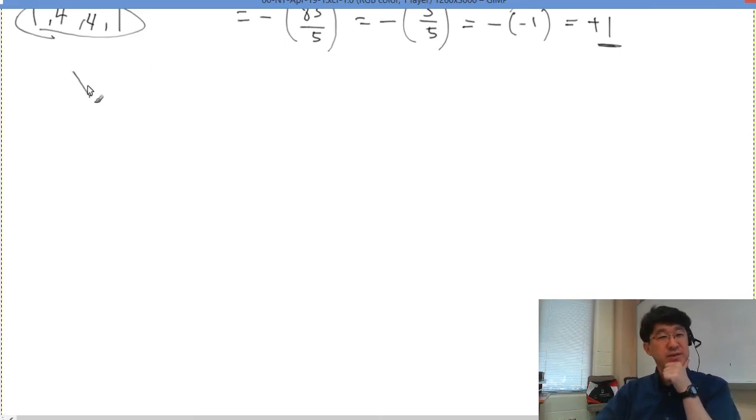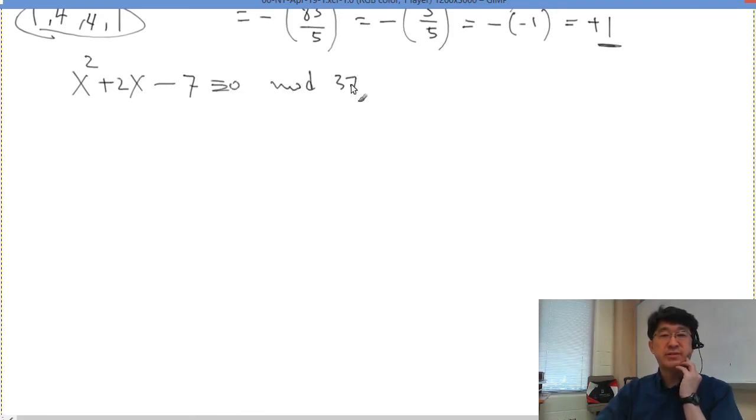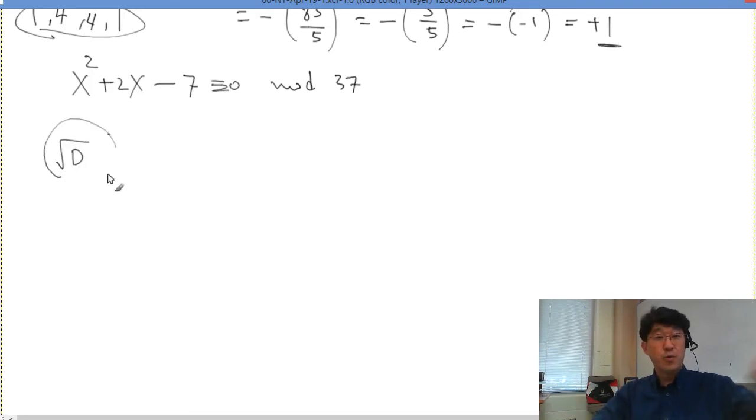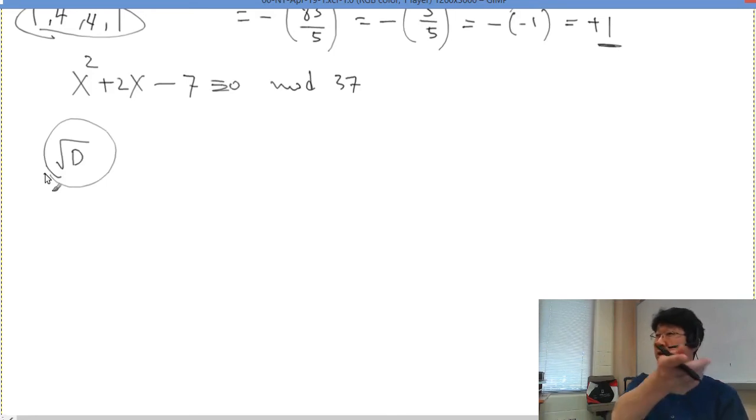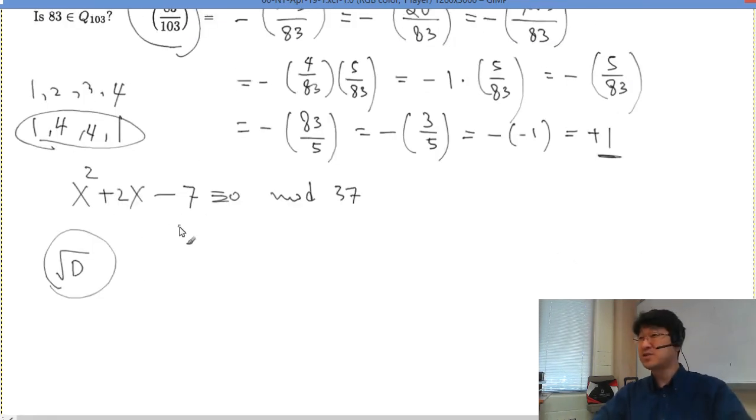So when we are solving this type of equation, like 2x minus 7 congruent mod, you know, 37, something like that, and you put it into the quadratic formula, then you have the square root of d, the discriminant. You have to determine whether this is solvable or not, right? How do you do that? That's right. Quadratic reciprocity. Apply it there and show whether this is solvable or not.